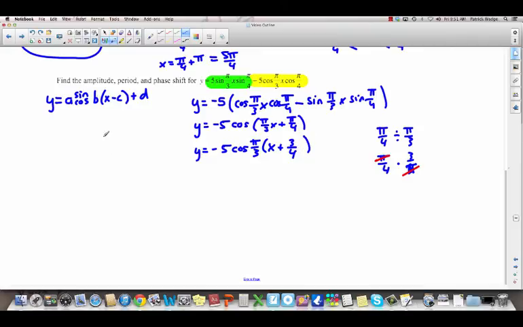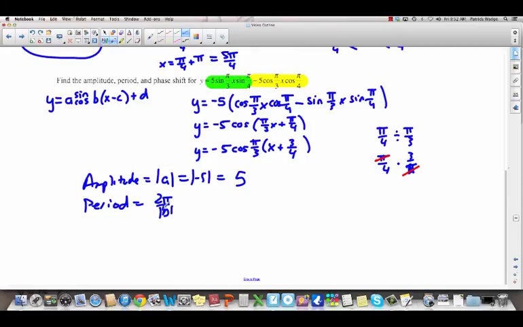Okay, we're ready to answer this. Amplitude. Amplitude is equal to the absolute value of a, and the a value is -5. So it equals 5. The period, for cosine and sine, remember it's 2 pi over b. For tan, it's pi over b, but this is a absolute value of b. This is a cosine, so you're going to use 2 pi over b. So it's 2 pi over, what's our b value? Pi over 3.